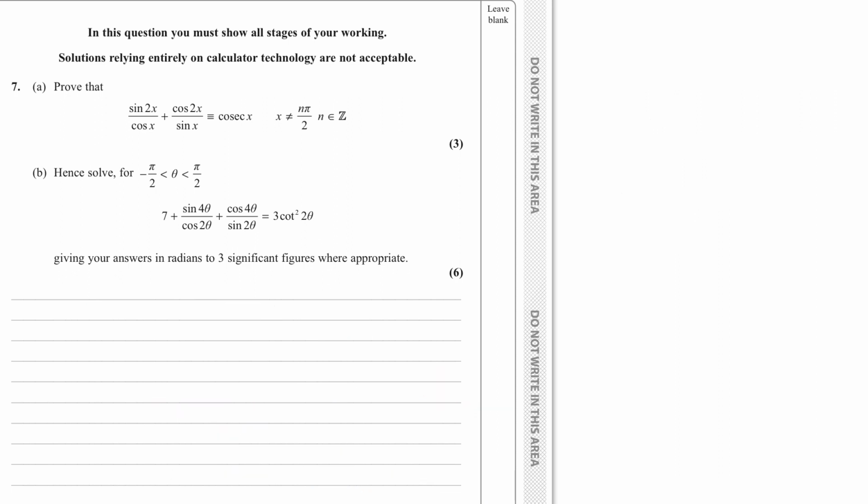So now we have hence solve. So that means we should use our answer to part A, or certainly what's already given to us in part A. We don't have to, but usually it means it's easier.